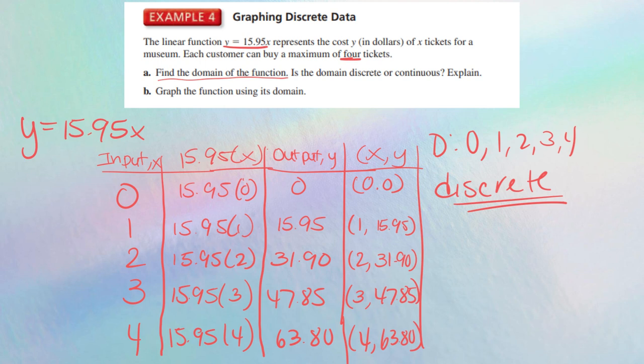Will you need to buy all 4 tickets? Can you buy 3 tickets? Can you buy 2 tickets? So it's only certain points. Let's look at B. Graph the function using its domain.